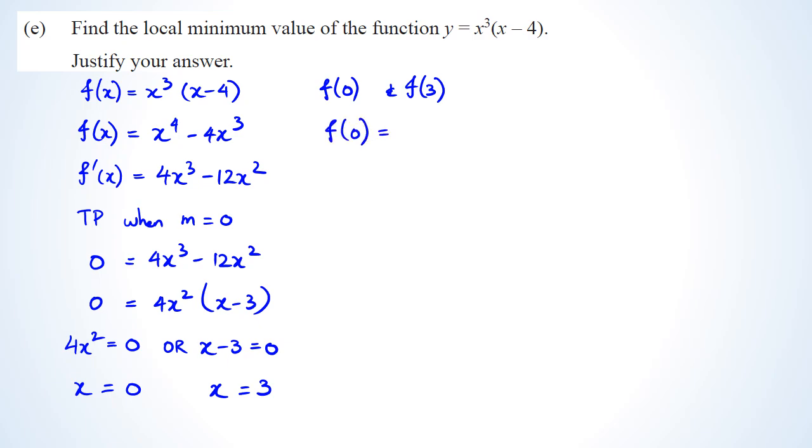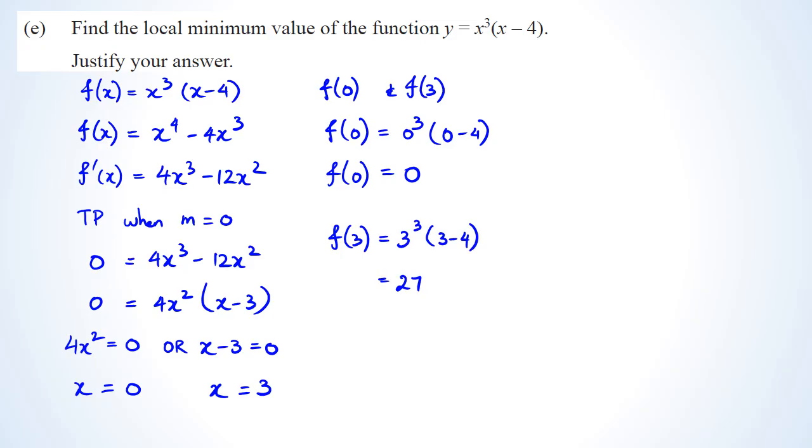So with f of 0, I have 0 cubed multiplied by 0 minus 4. And straight away, f of 0 is 0. When I work out f of 3, I'm going to get 3 cubed multiplied by 3 minus 4. So I've got 27 multiplied by negative 1 equals negative 27.